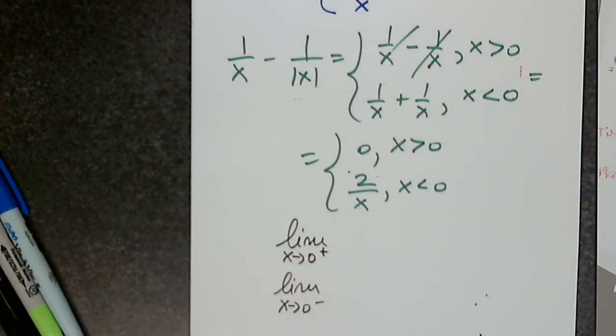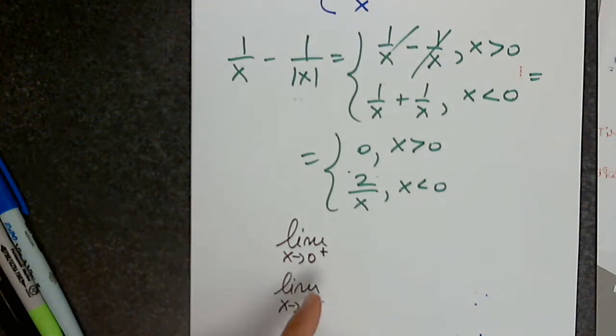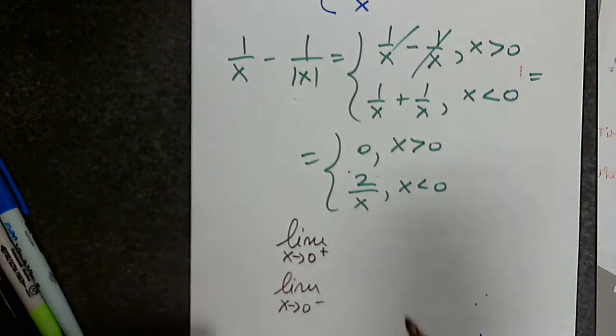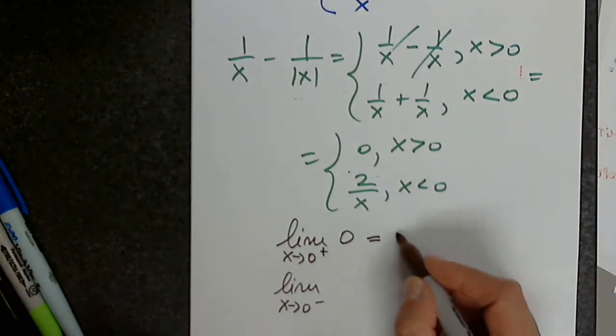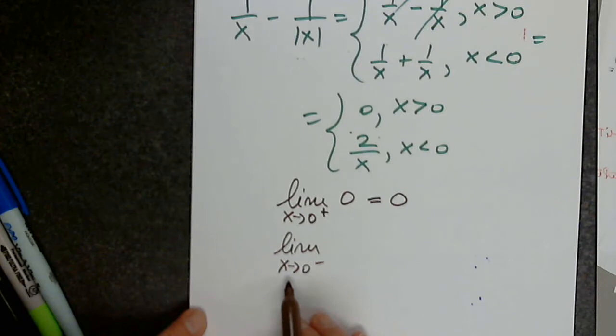Which function do I use for 0 from the right? I can only pick one. Which of these two? Top one, 0. And what is the limit as x approaches 0 of 0? Of course. And now 0 from the left.